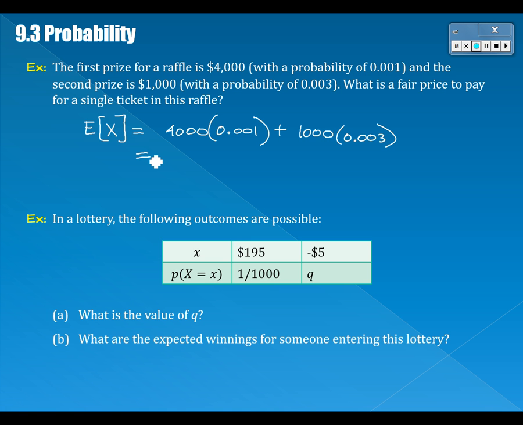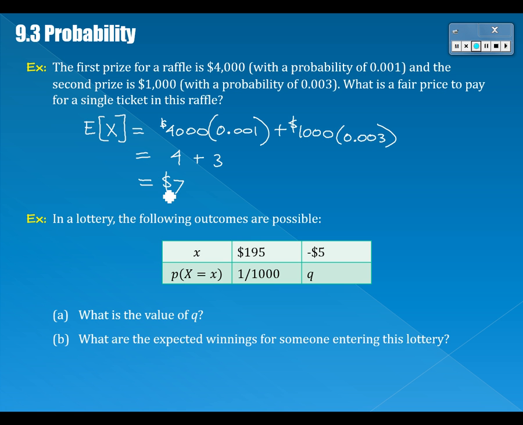And so what are our expected returns in this raffle? That's the question. Well, 4,000 times 0.001 is just 4. Hey, that's easy. And 1,000 times 0.003 is 3. So our expected returns are 7. What are we talking about here? Oh yeah, this is units of dollars, right? $7. All right, so this is not actually a bad raffle.